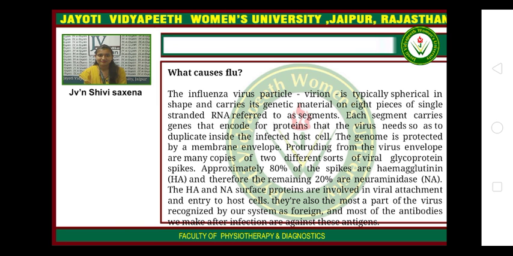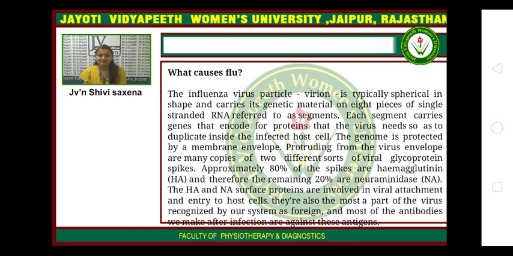What causes flu? The influenza virus particle, the virion, is typically spherical in shape and carries its genetic material on 8 pieces of single stranded RNA referred to as segments. Each segment carries genes that encode for proteins that the virus needs so as to duplicate inside the infected host cell. The genome is protected by a membrane envelope.